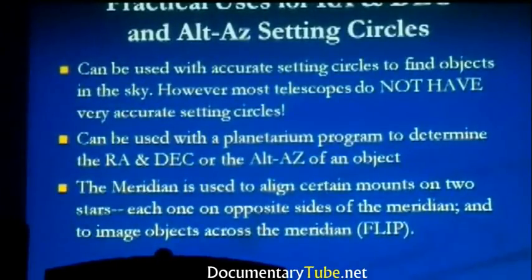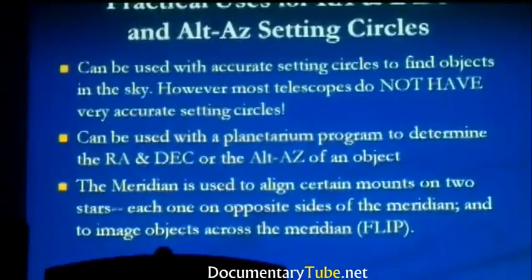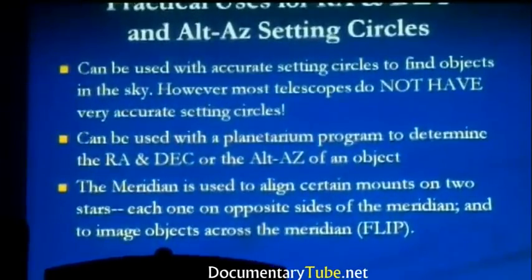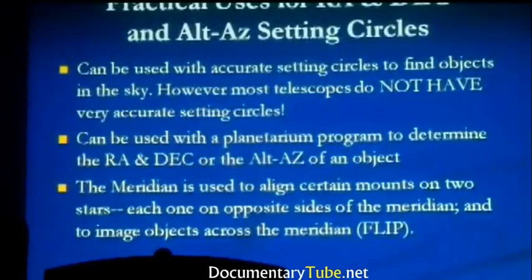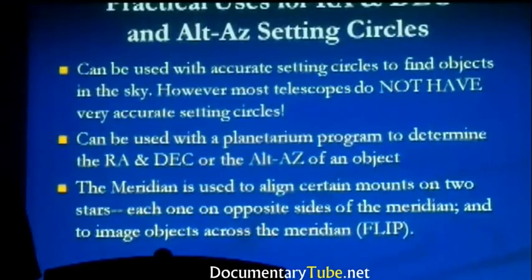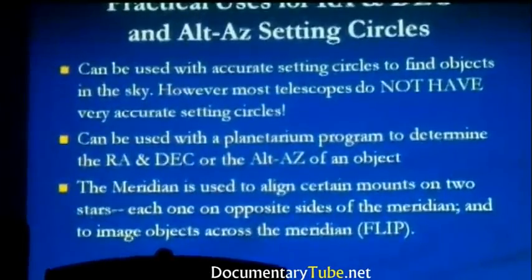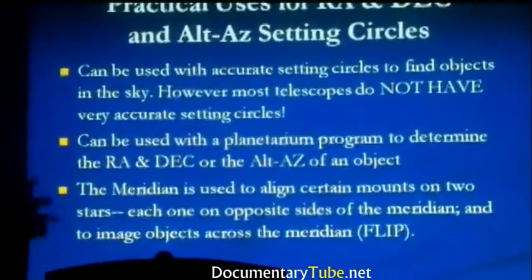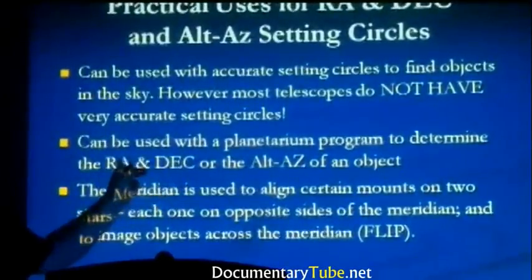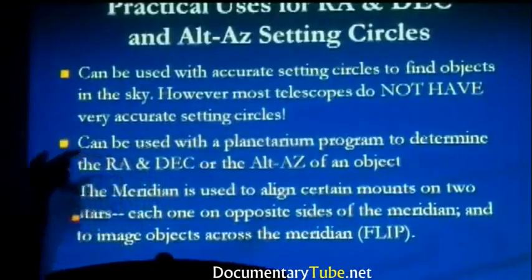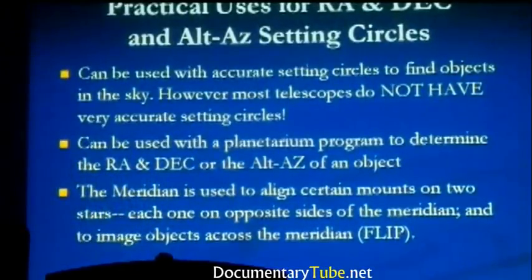All right, so practical uses for right ascension and declination, and alt-az setting circles. They can be used with accurate setting circles to find objects in the sky, whether right ascension and declination, or altitude and azimuth. However, most telescopes do not have very accurate setting circles. I have two equatorial mounts at home, and they have right ascension and declination manual setting circles on them. I don't know that I could find anything with them. They're so tiny and the resolution is so small. Does everybody know what I mean by resolution of a dial?